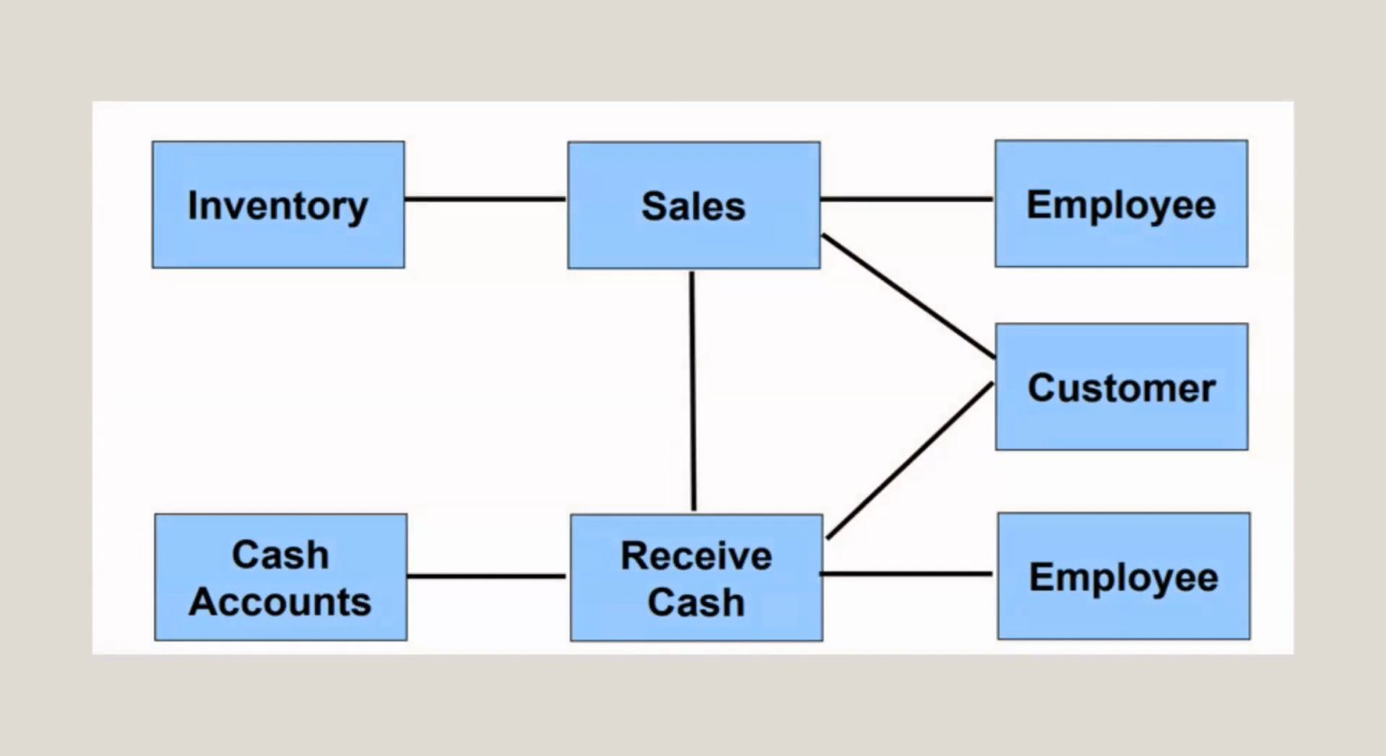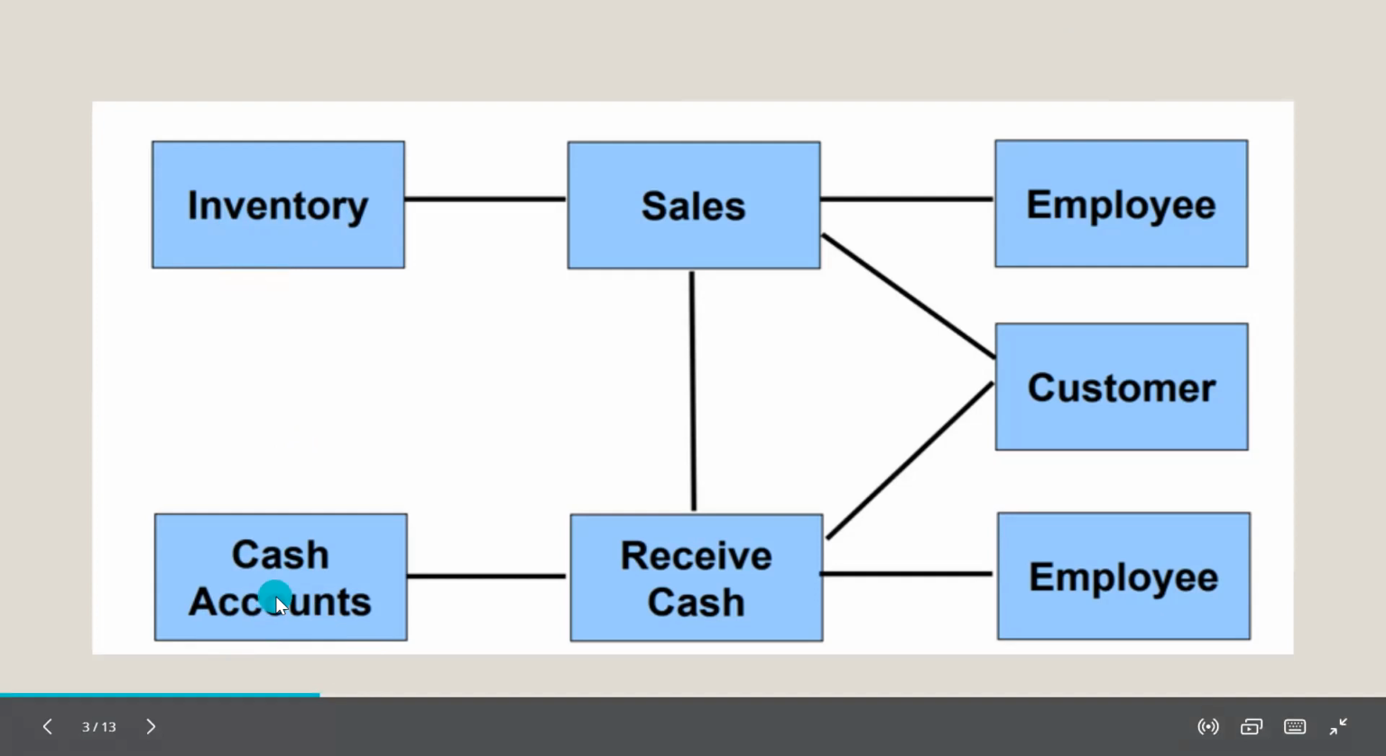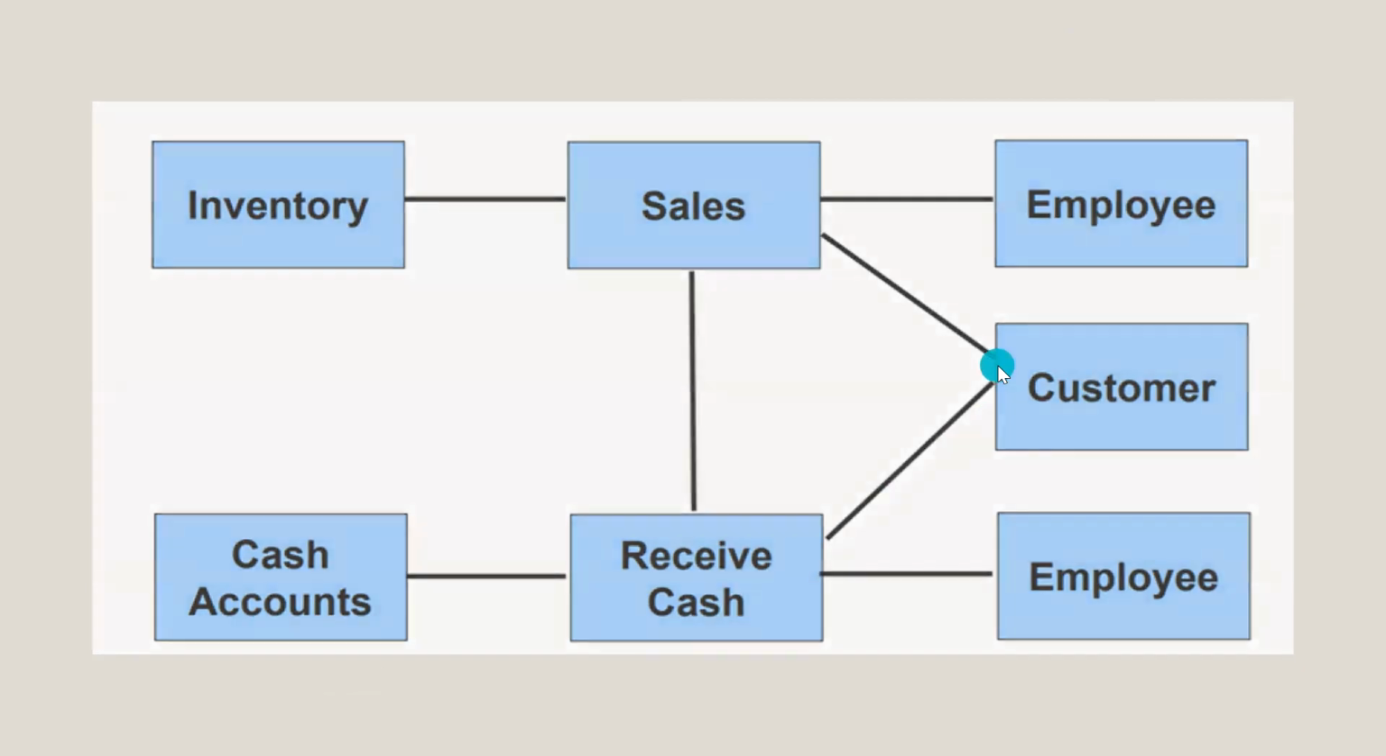Okay, this is the simple REA diagram, and it's general. And right now I'm going to identify which one is resources, events, or agents. So inventory and cash accounts, they are resources. Sales and receive cash, they are events. And the last ones, employee and customer, they are agents.